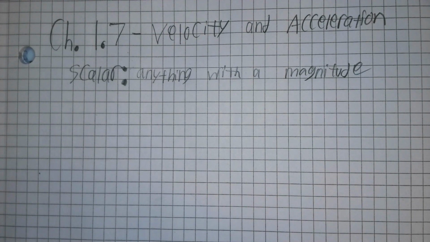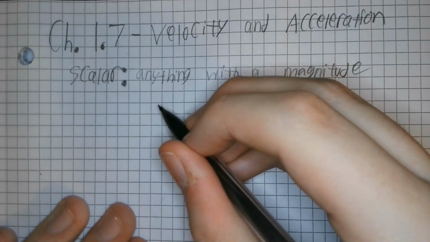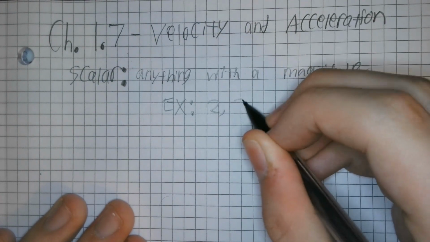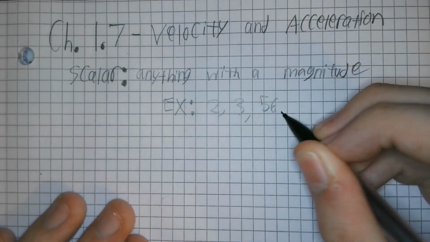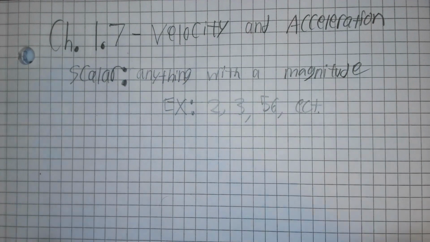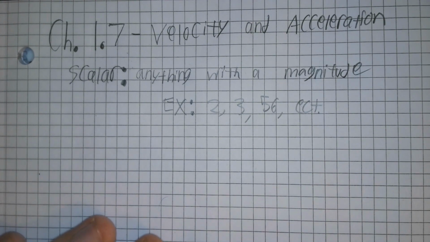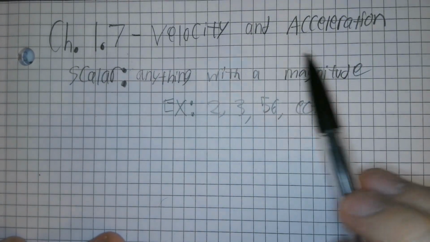Now, you might be kind of confused at first as to what this is, but we can just think of a regular number, right? So, here's an example. 2, 3, 56, doesn't matter. Because 2 does not have a direction, 3 does not have a direction. That would make 2 and 3 not vectors. It's just a magnitude of 2, size of 2. That's it.